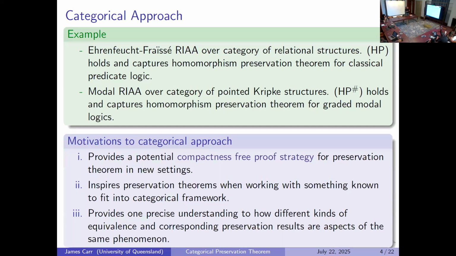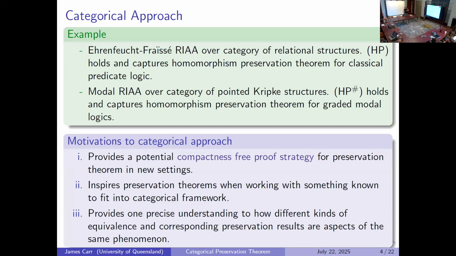So part of the motivation of doing this kind of categorical approach, because from one view you might think, well, this is going to end up being a lot of work for maybe not the largest amount of payoff. But there are a few good motivations for doing this. So the primary one, especially in the setting that they were already talking about, is that this proof method avoids compactness. So it essentially provides a compactness-free proof strategy for these preservation theorems.